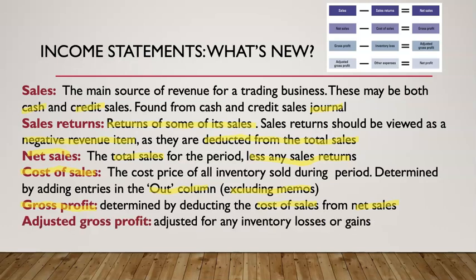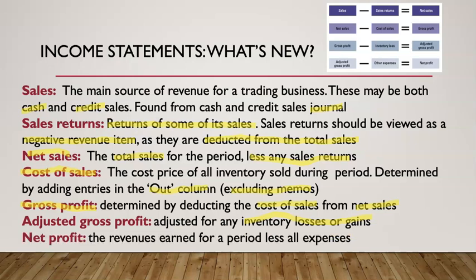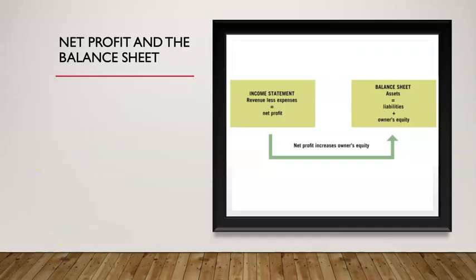And then we will look to see if there's an adjusted gross profit, if there is any inventory losses or gains. So we'll get that from our inventory card and physical stock take, all the information. And then and only then do we get our net profit. And if we understand this and can identify revenue and expenses, then we can calculate net profit, and net profit is going to impact our balance sheet.